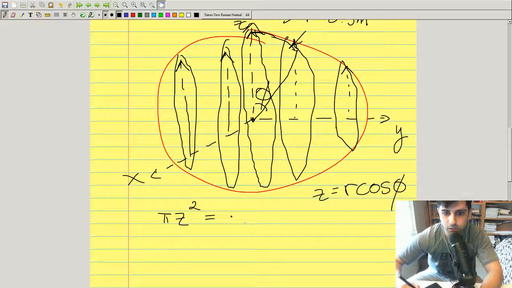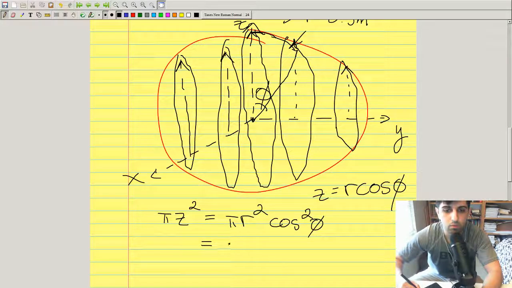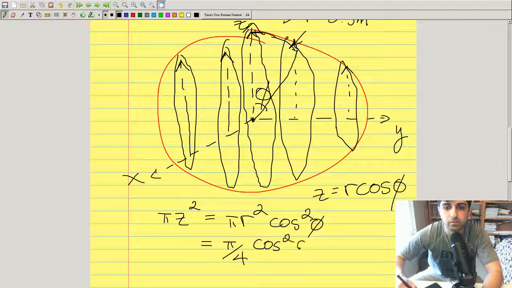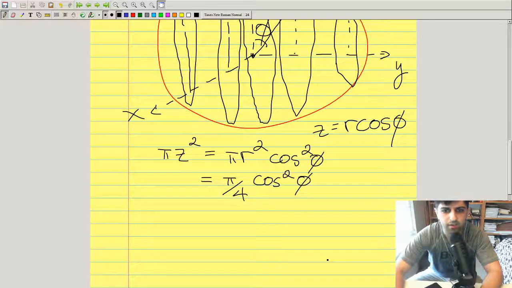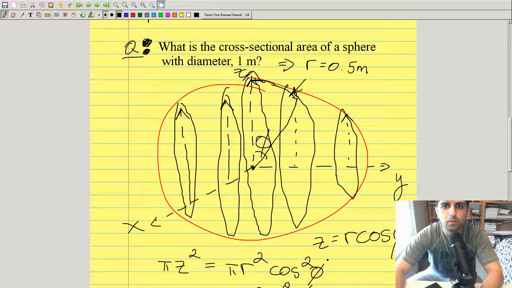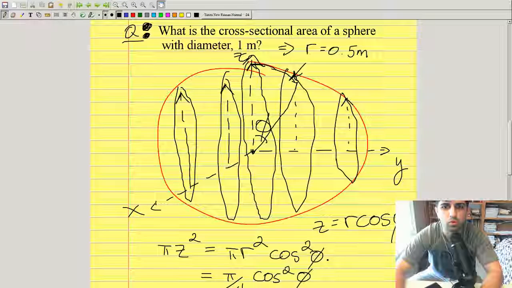So if I just plug this in, I get pi r squared cosine squared phi. And r again was 0.5, that's 1 over 2. You square that, you get 1 over 4. So you get pi over 4 cosine squared phi. So that would be the cross-sectional area of a sphere with diameter 1 meter.